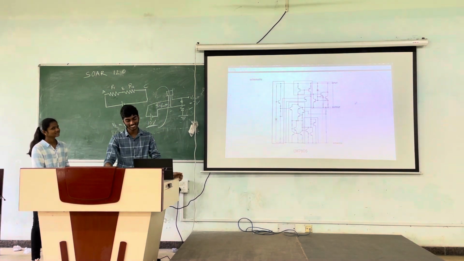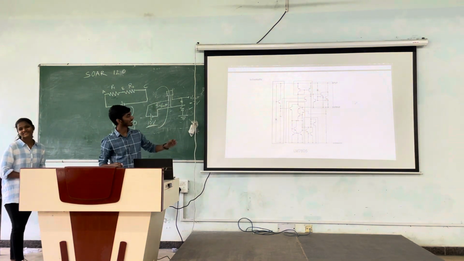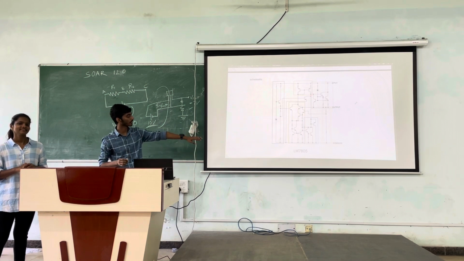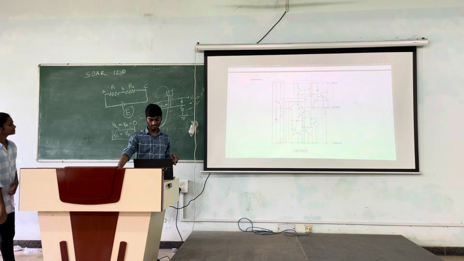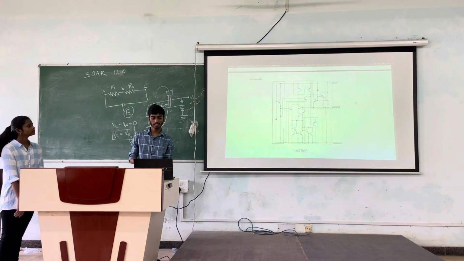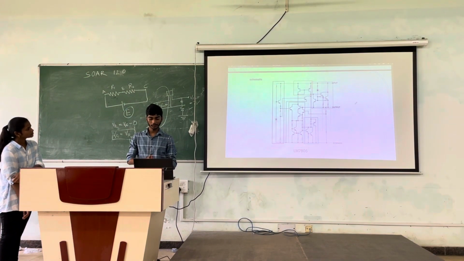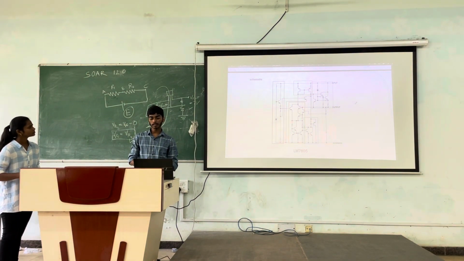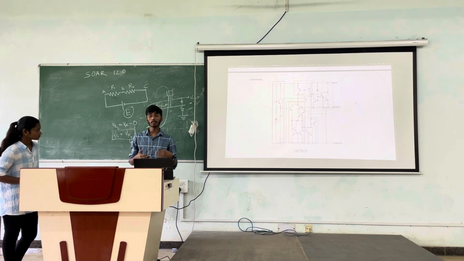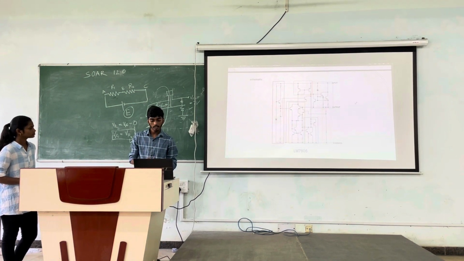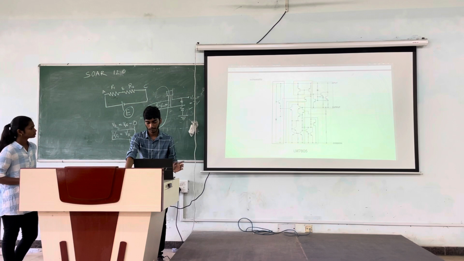Okay, don't be scared of this thing. This is just the internal circuitry of the LM7805 IC. We don't need to remember this, even I didn't, and let's try to understand it a bit, not getting much deeper into it.